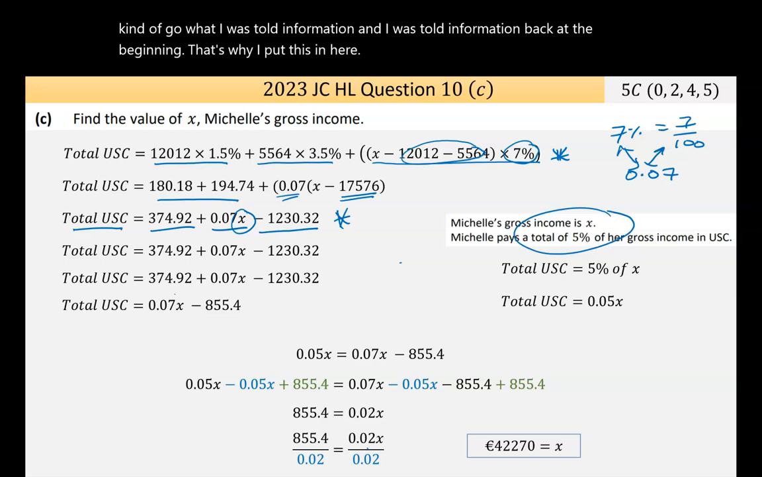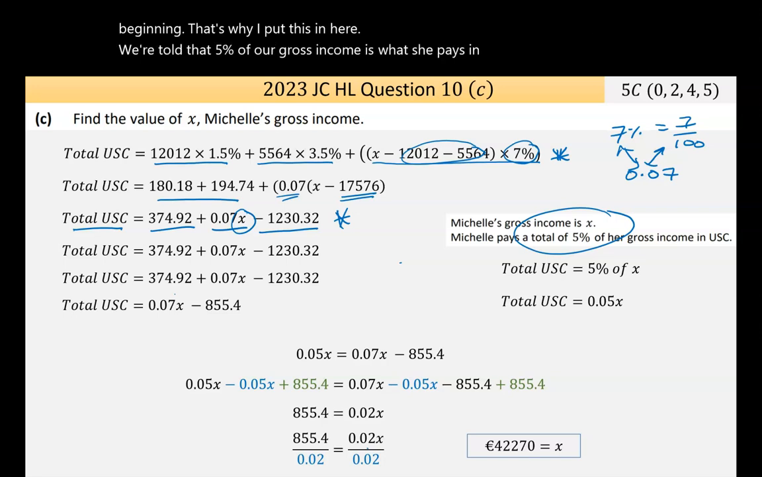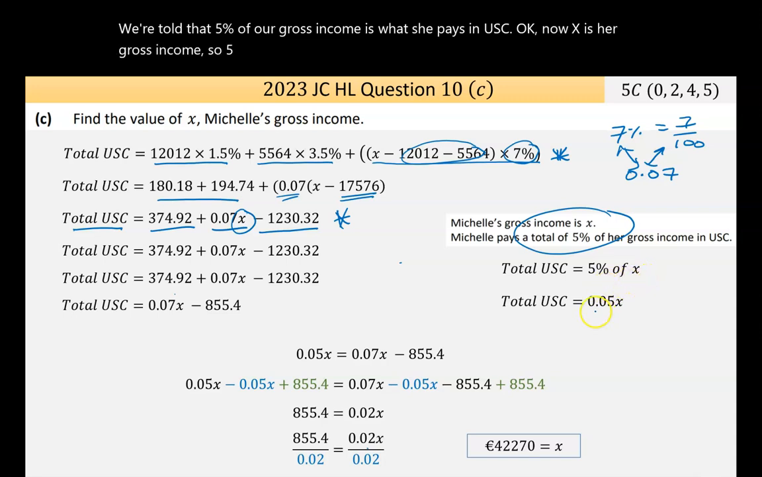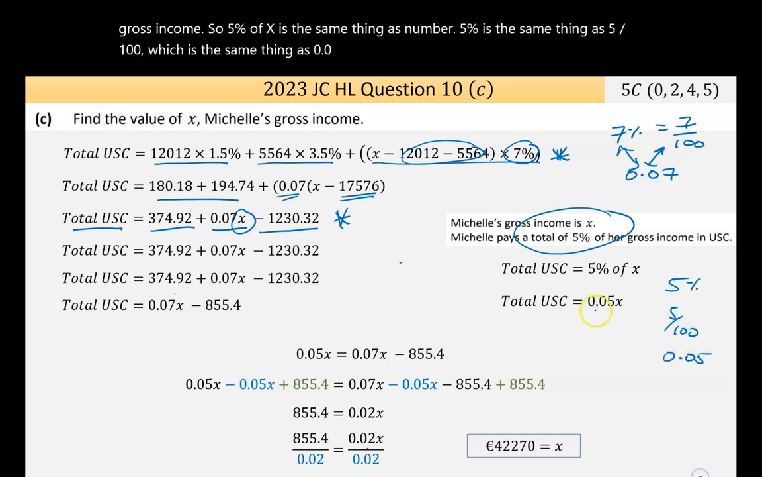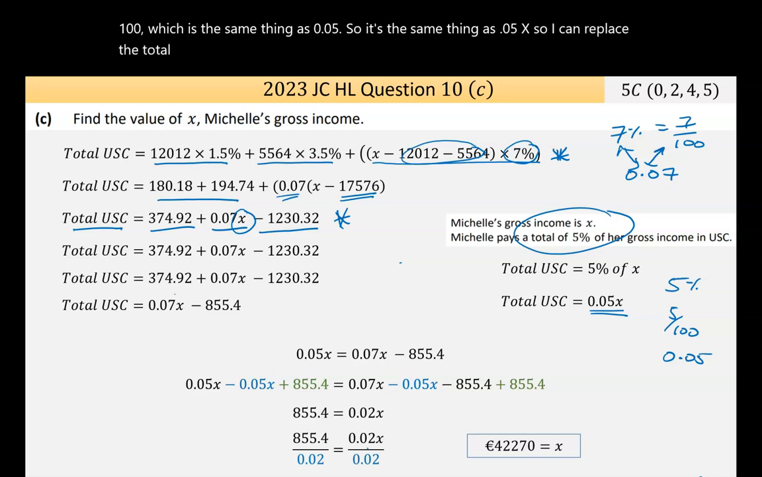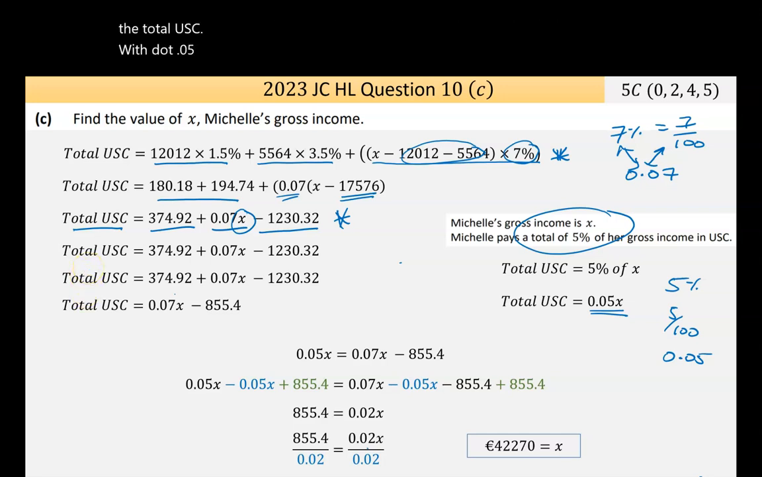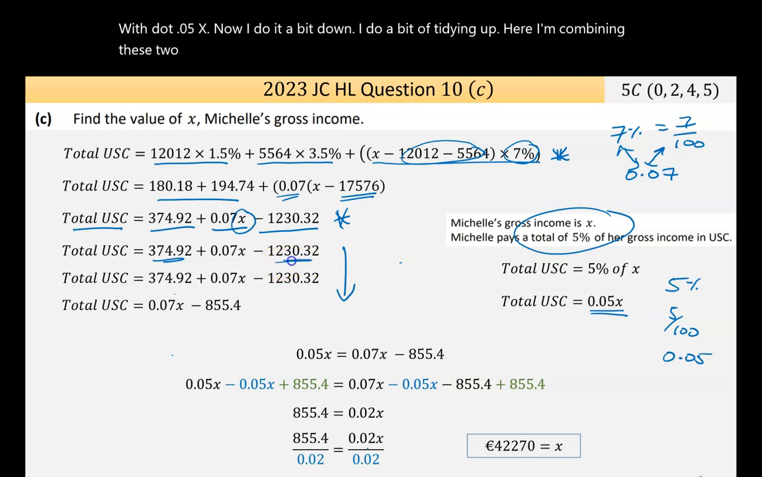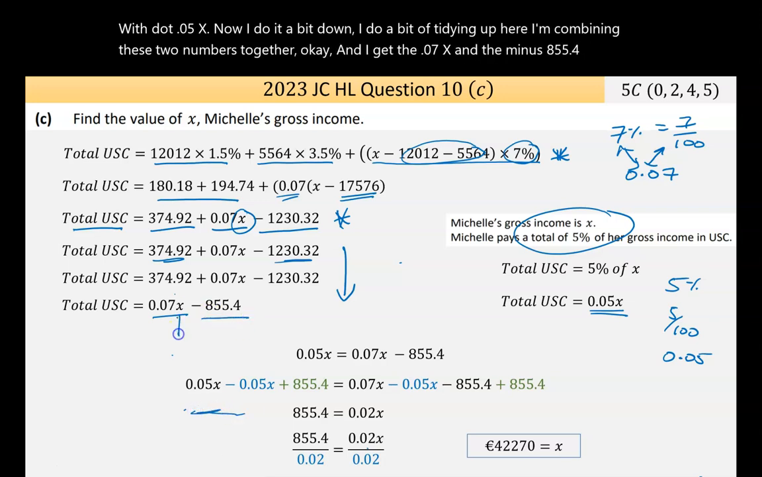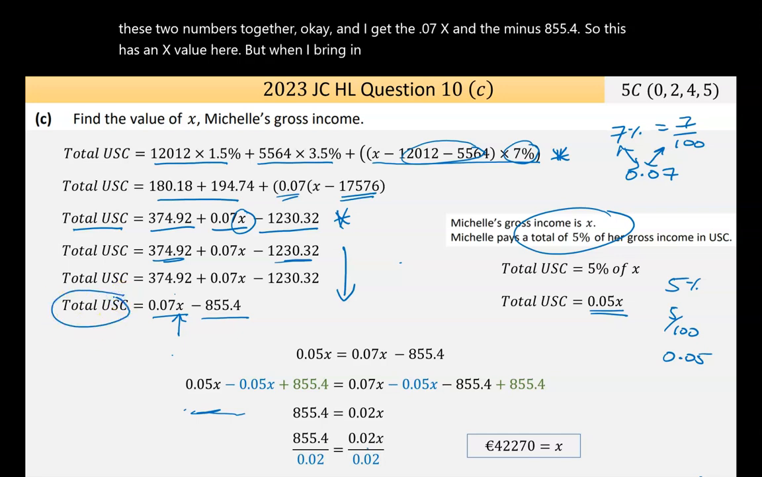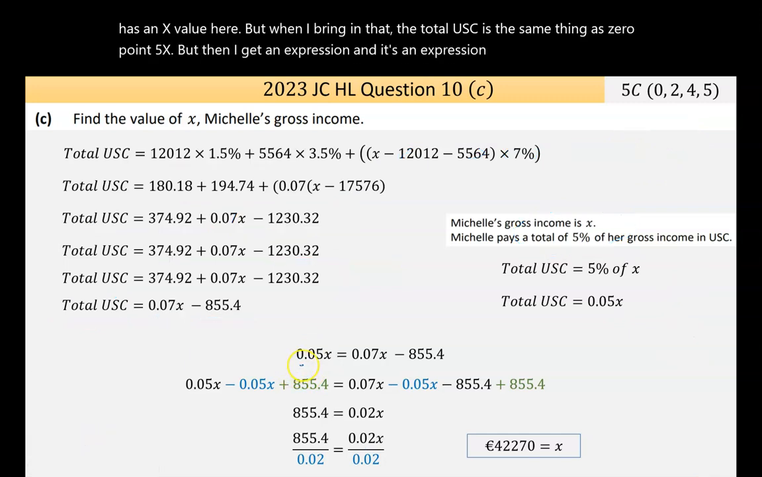We're told that 5% of her gross income is what she pays in USC. Okay, now X is her gross income. So 5% of X is the same thing as, remember, 5% is the same thing as 5 over 100, which is the same thing as 0.05. So it's the same thing as 0.05x. So I can replace the total USC with that 0.05x. Now I do a bit of tidying up here. I'm combining these two numbers together, okay, and I get the 0.07x and the minus 855.4. So this has an x value here, but when I bring in that the total USC is the same thing as 0.05x, well, then I get an expression showing only one unknown.